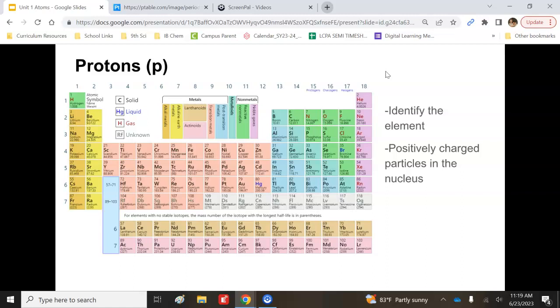If I have 10 protons, I have neon. If I have 2 protons, I have helium. I do not have helium if I have 3 protons. I have lithium. The number of protons identifies the element. Positively charged particles in the nucleus, those are where they are located.